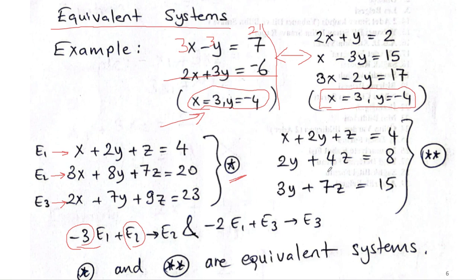Alternatively, you can do another operation. You can multiply the first equation by -2 and then add to the third equation. So that will be your new equation 3. So that means what we obtain in this double star, a single star and double star, these two systems are equivalent.